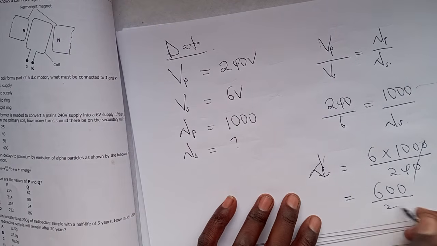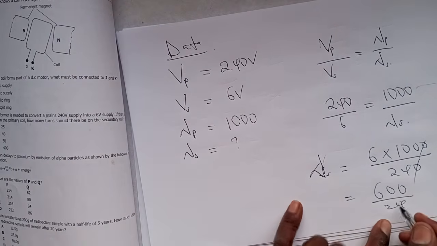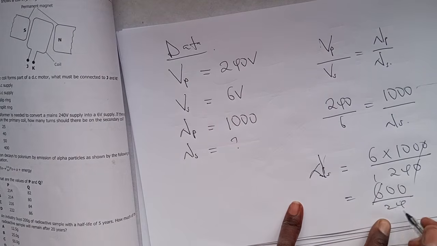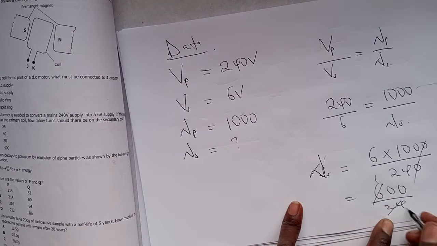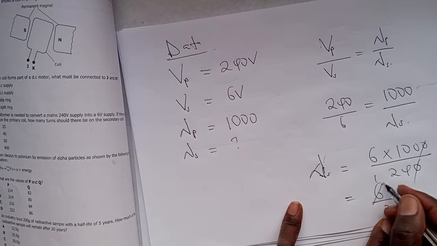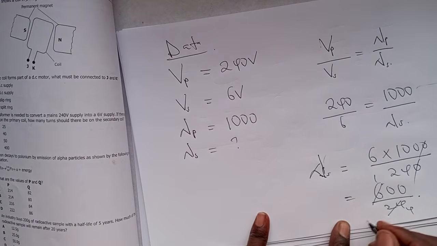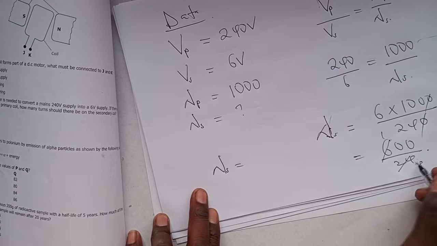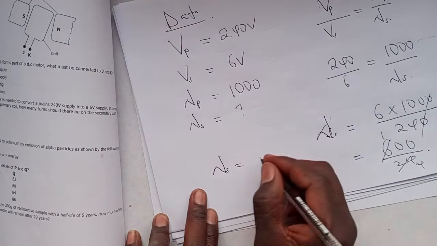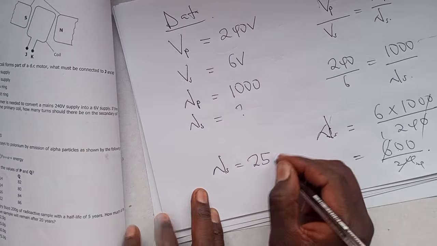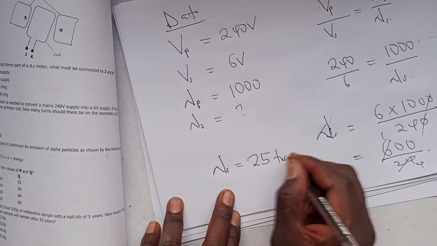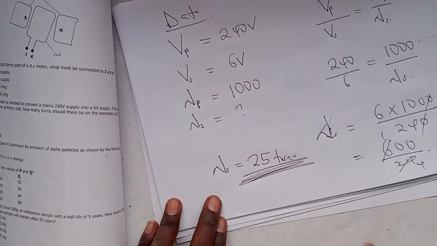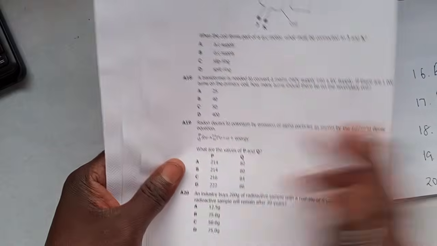So we have 600 over 24. In fact, 6 into 24 is 4. Then you have 6 into 10. So we write it here, 4 into 100 is equal to 25. So we have 25 turns on the secondary. Do we have 25 turns on the secondary?